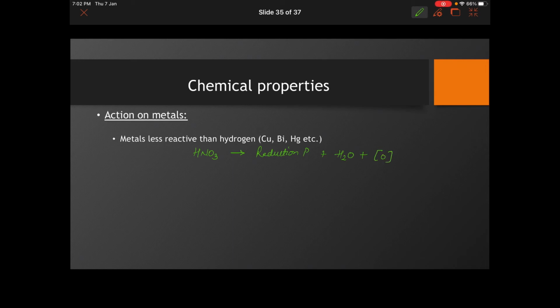Now this is very interesting. Now this nascent oxygen is responsible for the reaction going ahead, where the metal is going to react with this nascent oxygen. It is going to undergo oxidation. It is going to form an oxide, and that oxide further reacting with HNO3 is going to give you a metal nitrate over here. Depending on the valency, the metal nitrate formation will happen and H2O will be there.